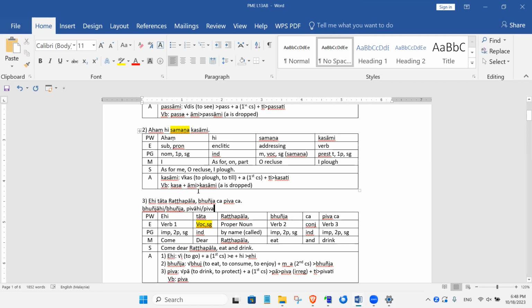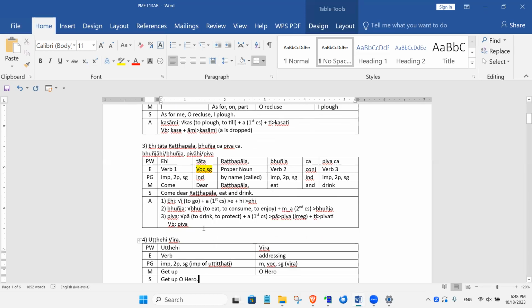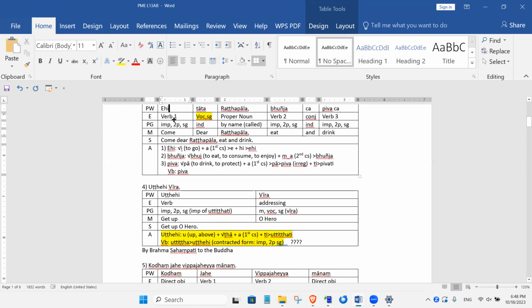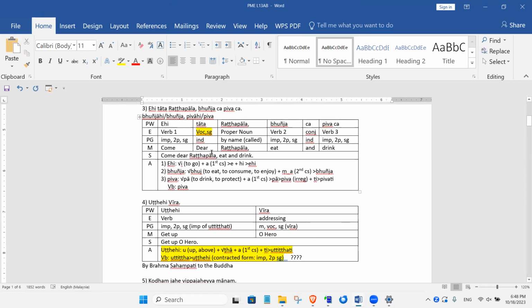So this is one of the things in this lesson 13, which focuses more on the vocative. This samana is also vocative. This also vocative. This one also vocative. Ehi also, Saji, just now you said ehi. So ehi is not imperative, it's vocative. Vocative for this tata. Ehi is imperative. Yes, you are right. So bunja imperative, piwa also imperative. Then the analysis of ehi is correct. Thank you.